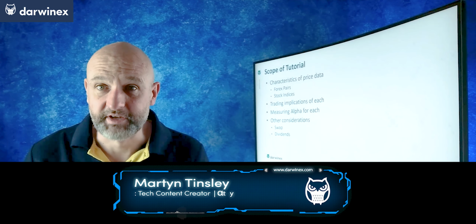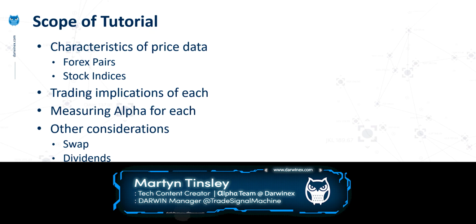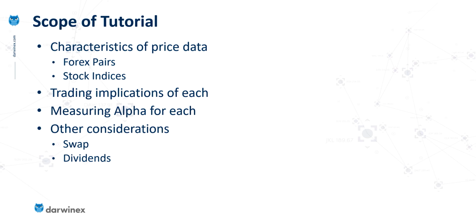So let's start with a quick overview of what we're going to be covering today. Firstly, we're going to be looking at the characteristics of price data. In particular, we're going to be looking at the differences between the price action of Forex currency pairs and that of stock indices. Based on that, we'll look at what the implications are for when you approach your trading of these two different asset classes.